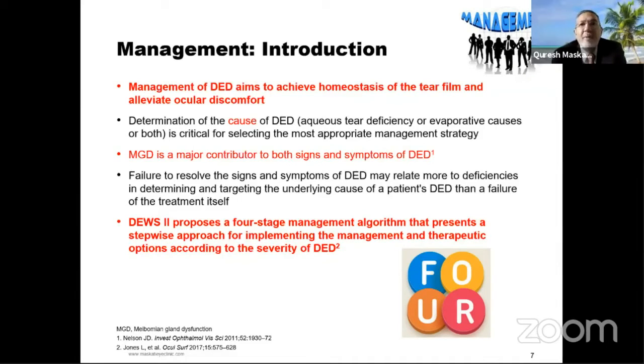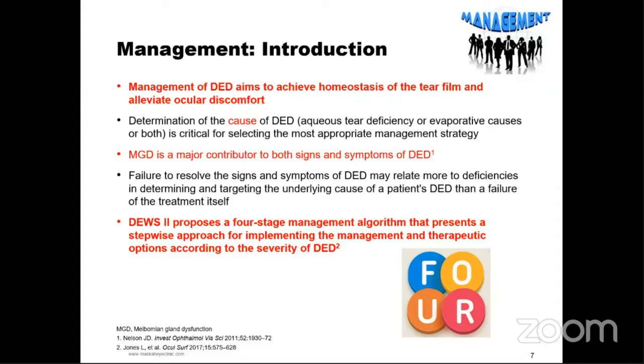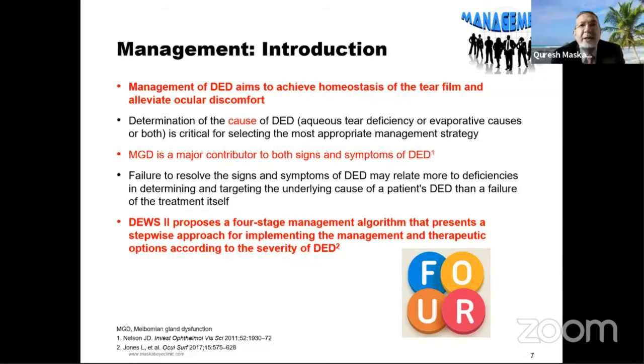So the basic aim of the management is to achieve homeostasis of the tear film and alleviate ocular discomfort. Obviously, the patient is not interested in homeostasis. He doesn't understand the meaning of the word. He wants his ocular discomfort alleviated. For this, we need to know the cause first. And then we have a 4-stage management algorithm.